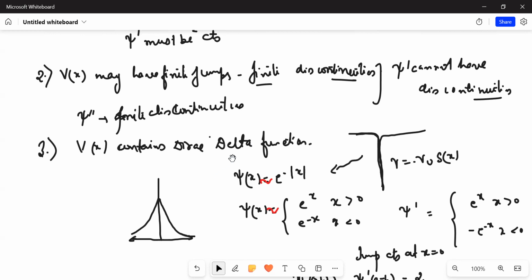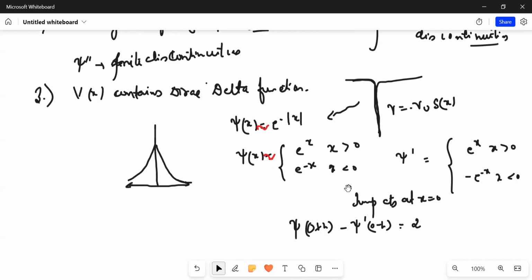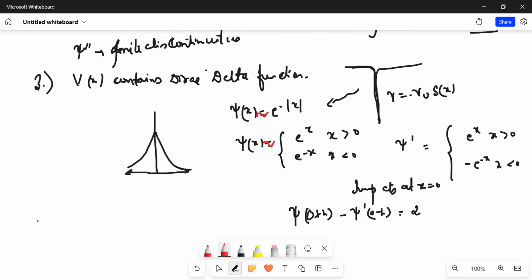So if Vx contains a Dirac delta function like this, then what is suggested is that even the psi dash is discontinuous. That is fine, but the discontinuity in psi dash is finite. So I'll write it here. Now here, in this case, psi dash indeed is discontinuous, but psi dash has finite discontinuity.